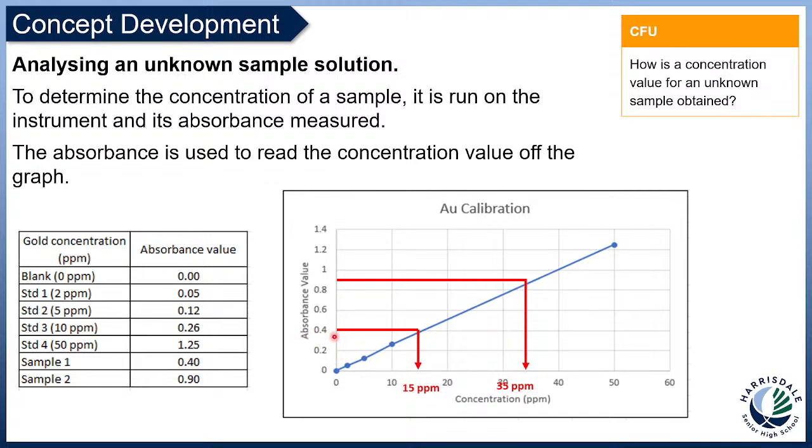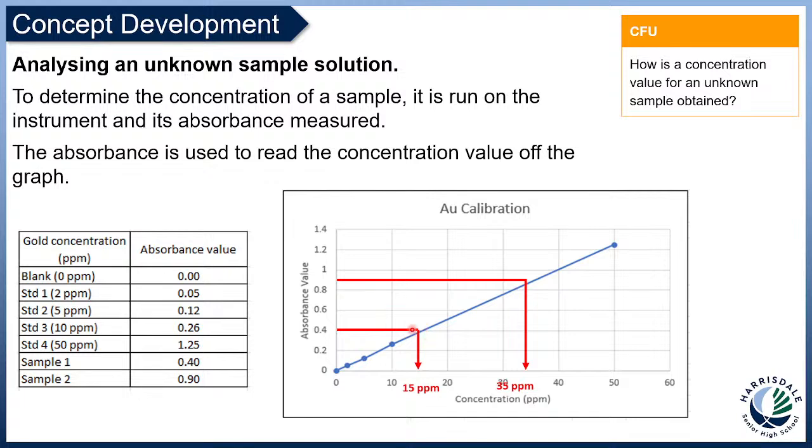Let's say, for example, you take your unknown gold sample. You know there's some gold in the sample, but you don't know what concentration of gold there is, and the machine tells you it's 0.4. Then you will take that value, 0.4, on the y-axis, which is your absorbance value, and go horizontal as far as you can to intersect with the line that you drew earlier.